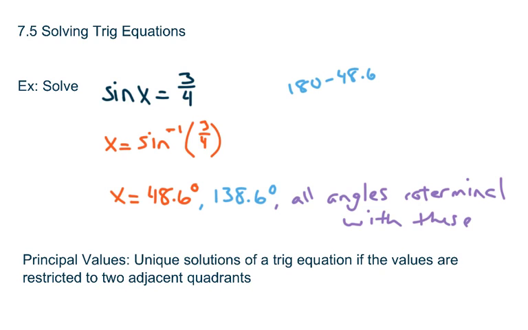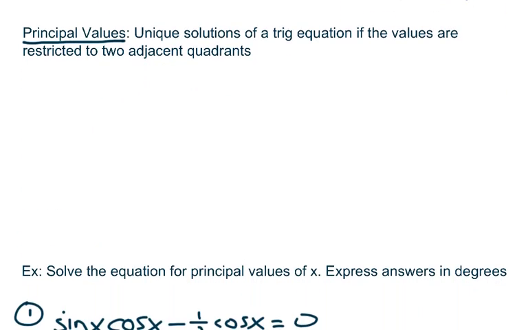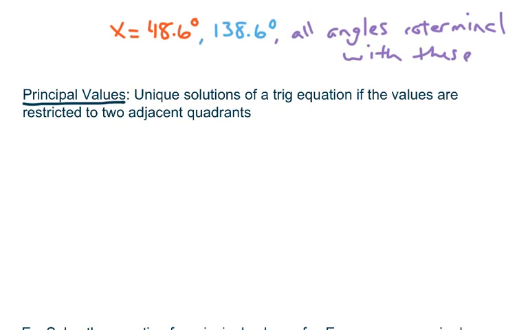How we limit our answers is by using what's called principal values. Principal values are unique solutions of a trig equation if the values are restricted to two adjacent quadrants. Okay, so that's kind of a mouthful. Sometimes, when we've typed in our calculator sine is equal to negative something, and it gives us a negative 35 degrees, something like that, just an example. That's the calculator using principal values.